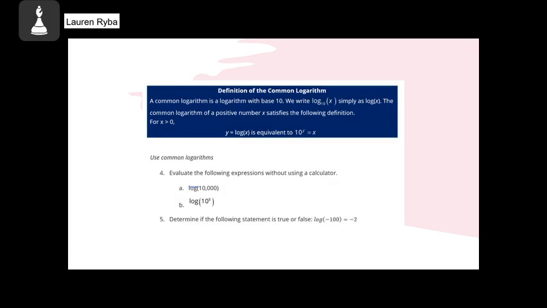Next, we're going to talk about the common log. And the common log, if you look at your calculator, it just has the log button, uses a base of 10. So if you ever see just log written, that means base of 10. So we're going to evaluate these without using a calculator, knowing that same type of process.